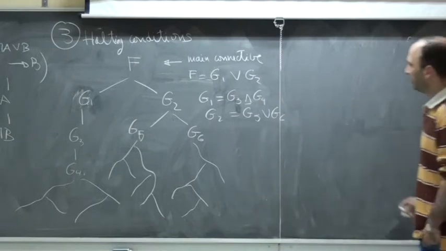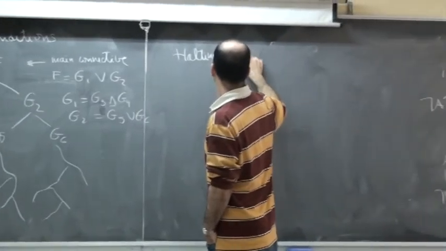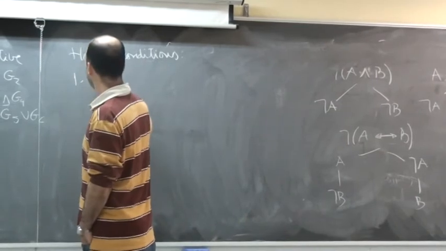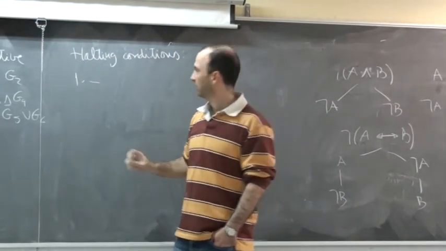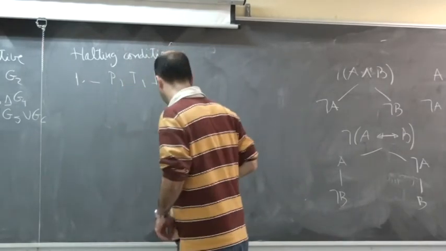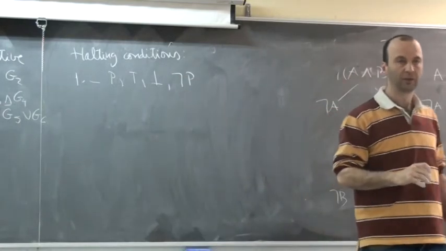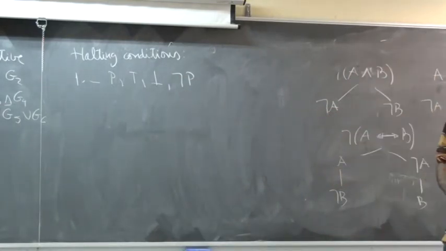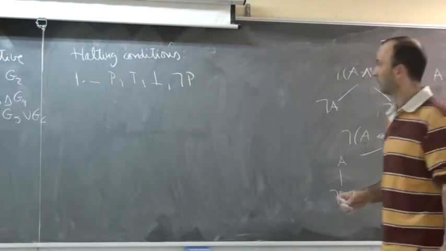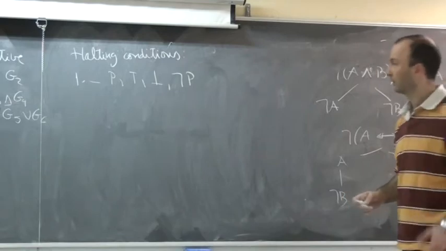So halting conditions are 2. Well, one of them is very clear. You find one of these 4 situations: P, a negation of P, where P is a variable, or one of the logical constants. Right?